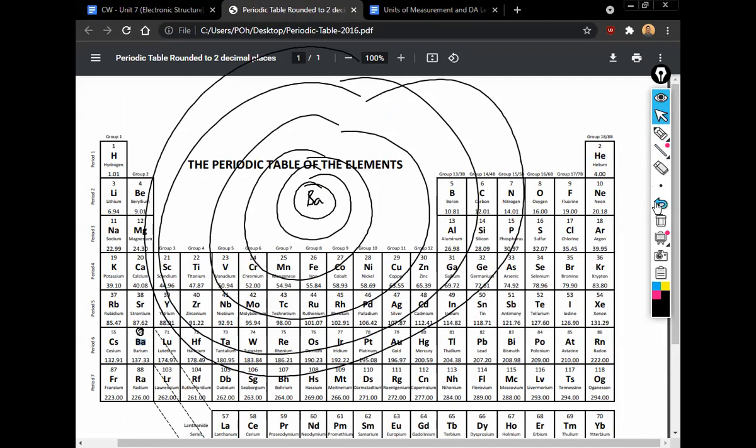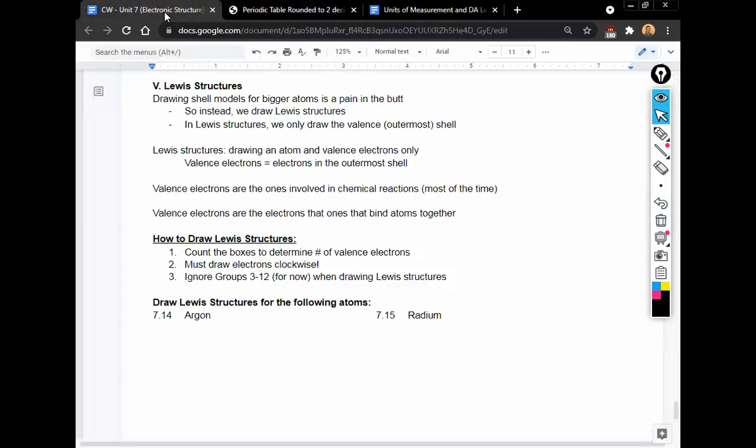So instead, a bunch of very smart people said, hey, let's draw Lewis structures. And so in Lewis structures, we only draw the valence or the outermost shell. Okay. And this is very helpful because valence electrons are the ones that are involved in chemical reactions anyway. And because the core electrons don't really do much. And so what's the point of drawing stuff that doesn't do anything? We want to draw the ones that are interesting and do the reactions.